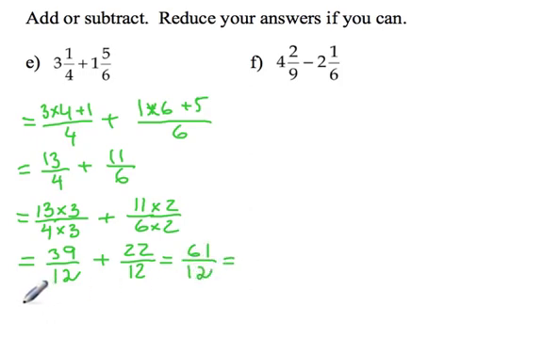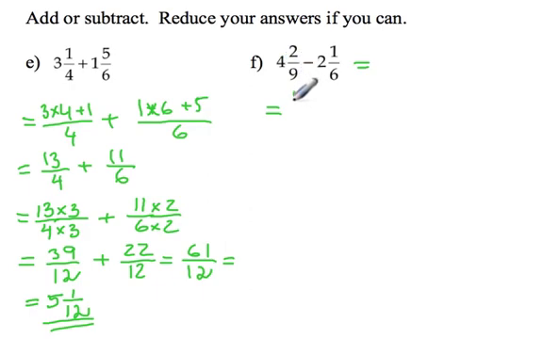61 twelfths can be written as a mixed number. So how many full times does 12 fit into 61? Well, we know that 5 times 12 is 60, so 5 full times and 1 twelfth. So the answer is 5 and 1 twelfth. For question F, we will do the same method.